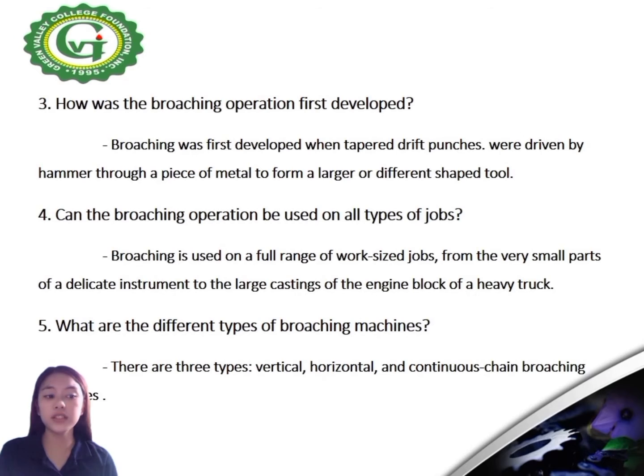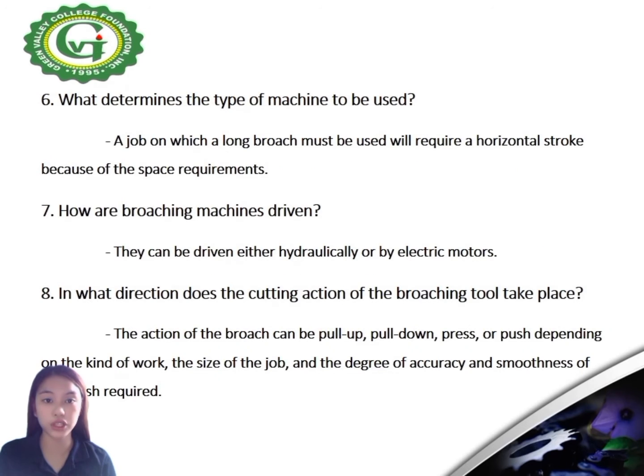What are the different types of broaching machines? There are three types: the vertical, horizontal, and continuous chain broaching machines. What determines the type of machine to be used? A job on which a long broach must be used will require a horizontal stroke because of the space requirements. How are broaching machines driven? They can be driven either hydraulically or by electric motors.